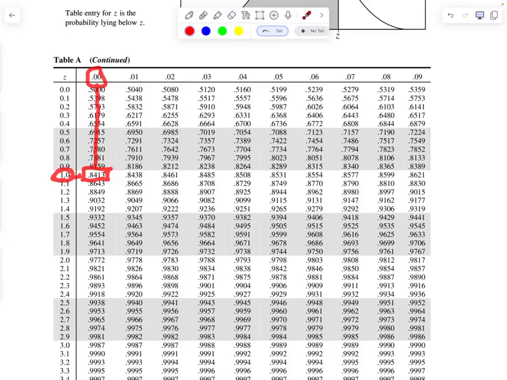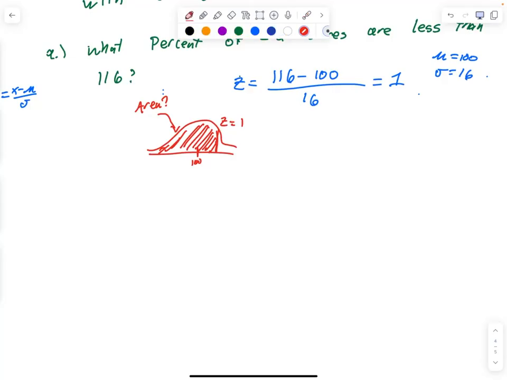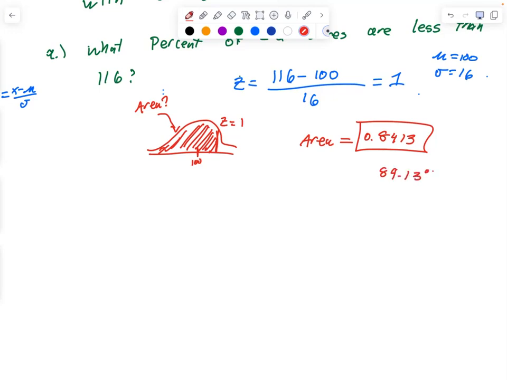Okay. What am I going to find first? Z equals 136 minus 100 all over 16. The standard deviation is 16. In this problem, it's always 16. In this problem, the mean is always 100.